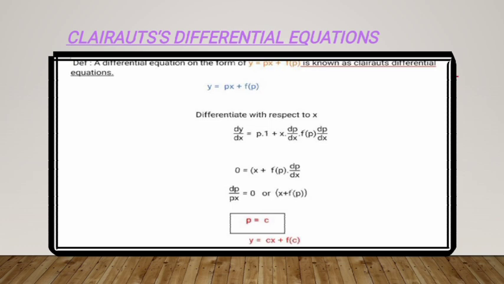y equals the first term, p into x. This is a function of p. The second term is a function of p. Let us see how to solve it.